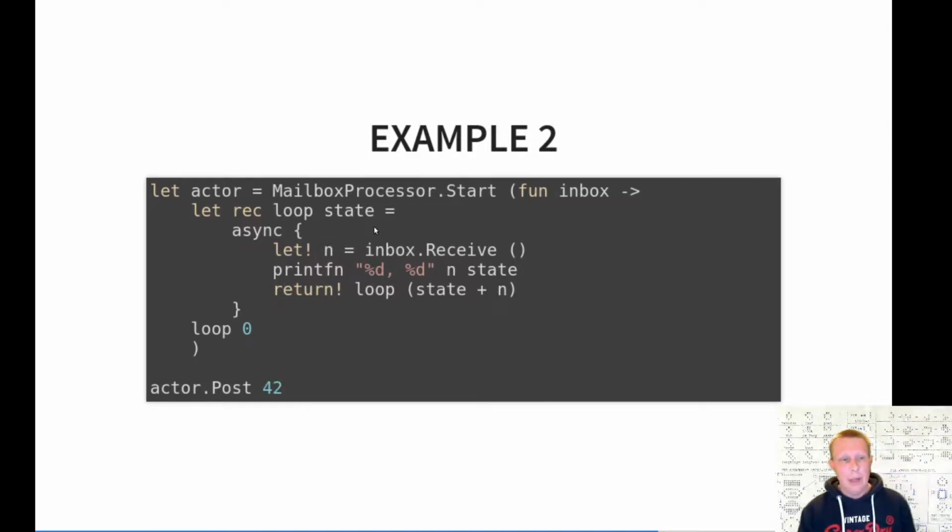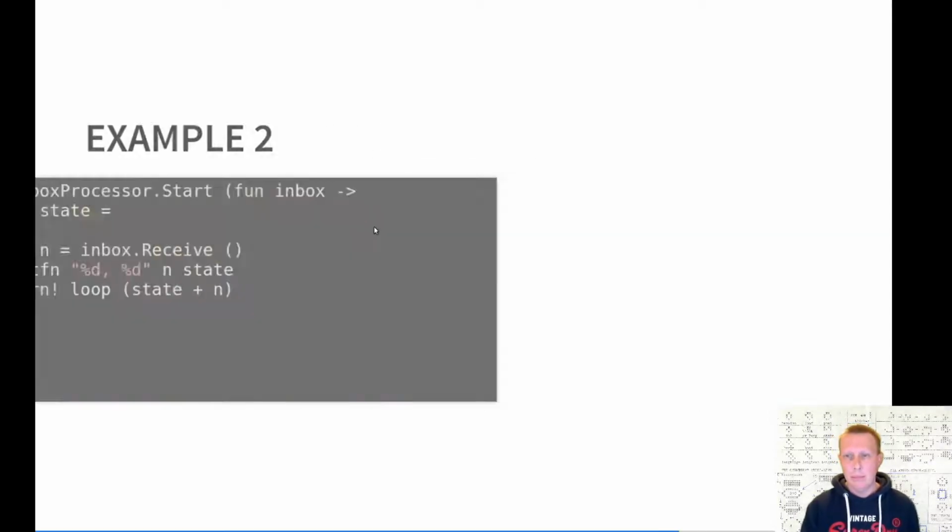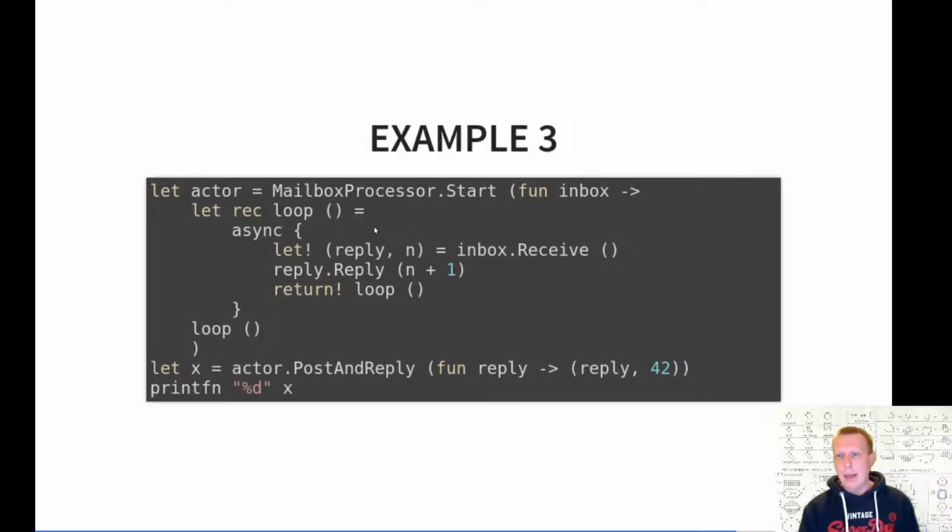I'll show an example in the code session in a little while. I'll show how to actually get the state out of this thing, if you want to have it keep your mutable state without using mutables, and then extract it. So a third little example. This is how to actually get a reply back from the mailbox processor, and this is a tiny little bit more involved.